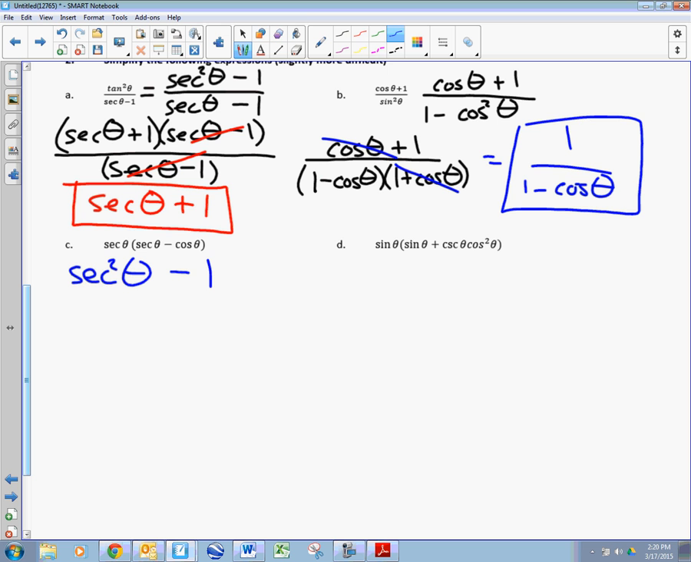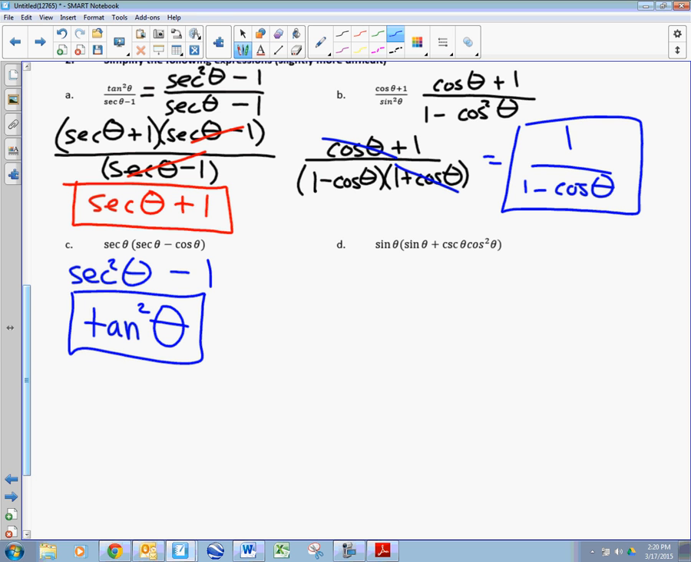Just like 1/2 times 2 is 1. Okay, 7/3 times 3/7 is 1. Secant and cosine are reciprocals. So when we multiply them, we get 1. And secant squared minus 1 is tangent squared. Okay, D.